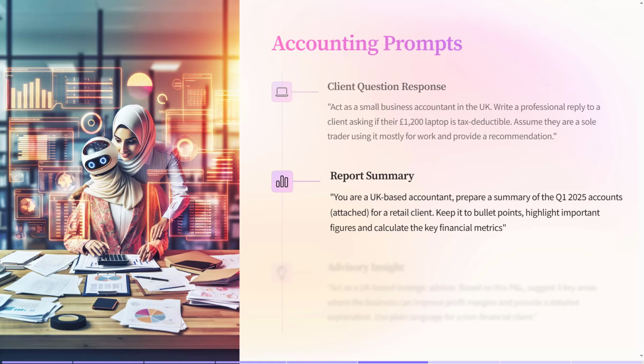Be aware of security requirements though. It could be that you need to make sure you're using an enterprise account with security built in, or you are basically redacting any personal client information in the report when you put it in. So it's just the numbers, it's a client X, etc. And it could be related to anyone, just to make sure you're not breaching any data privacy requirements. Keep it to bullet points, highlight important figures, and calculate the key financial metrics. So again, let's go and see how ChatGPT handles this.